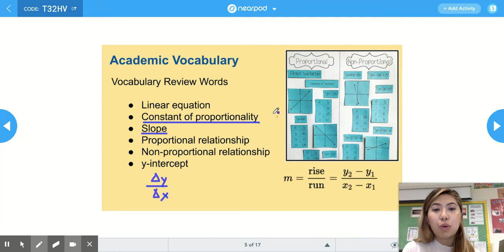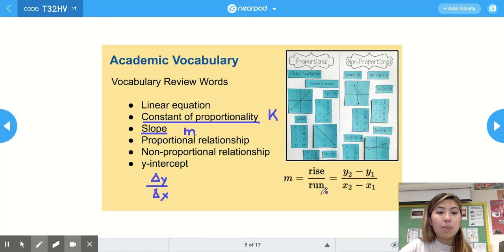But our constant of proportionality in math is usually represented with the letter K, and our slope is represented with the letter M. So in this case, we can also refer to it as our rise over our run. Our rise is how much we are going up or down, and then our run is how much we're going to the left or to the right. And so to do that, we would have to subtract our y values of 2 points, and then we would subtract our x values of the same 2 points, and that would tell us what our change in y is over our change in x.